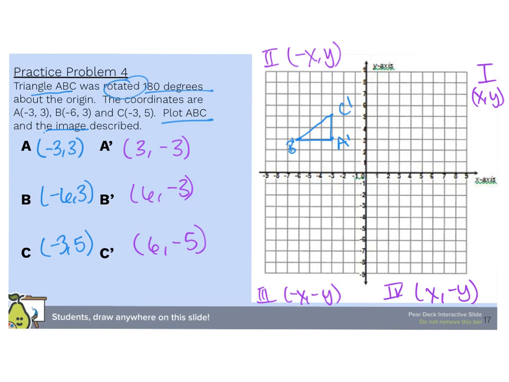Now I have 3, -3. For A prime, I have 6, -3. And 6, -5. And here we go. Should be facing the opposite direction now. And it is. Done with this one.